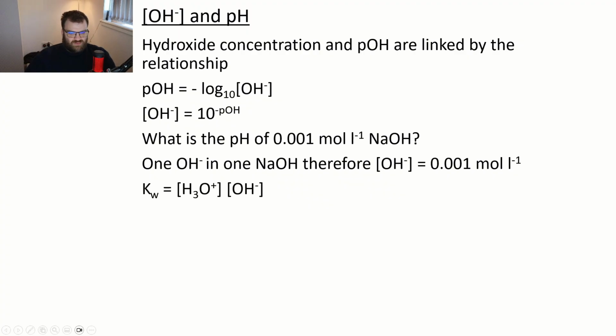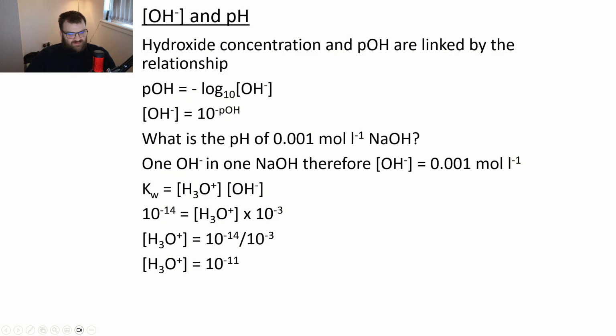We could approach it with the ionic product, where Kw equals the concentration of hydronium times the concentration of hydroxide. We know that for water, it's going to be 10 to the power of minus 14. And then if we rearrange it to figure out what hydronium is, we will end up with 10 to the power of minus 11. Plug that into pH equals minus log to the base 10 of that value, which gives you an answer of 11.